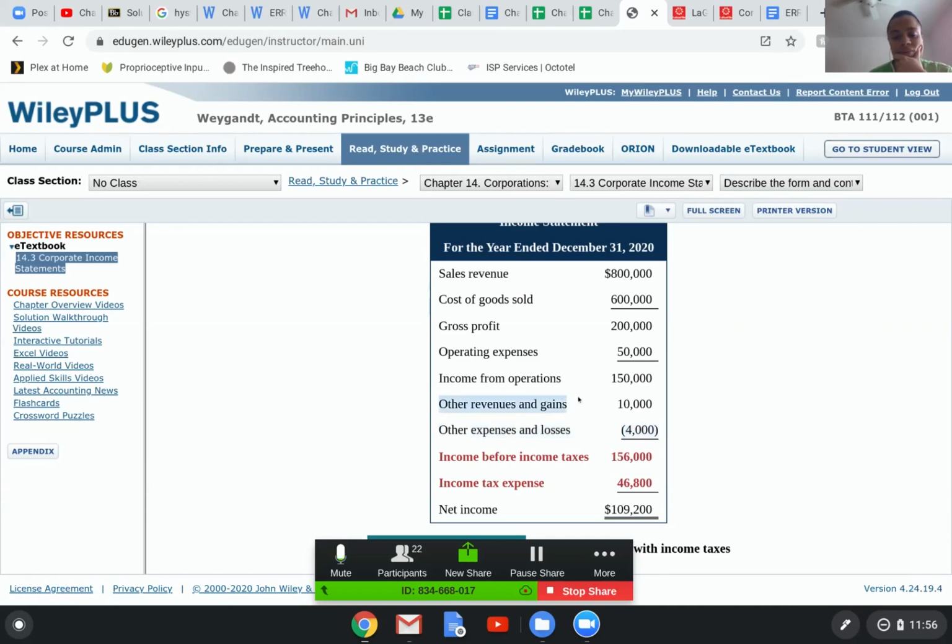Does anybody want to venture a guess as to why this is called other? Why are these called other expenses and other revenues? Any takers? The additional? Yeah, but more so than that. Why use the word other? Because you could just say additional revenues and gains. What is the other supposed to represent? Their extra earnings? Well, that's the same thing, right?